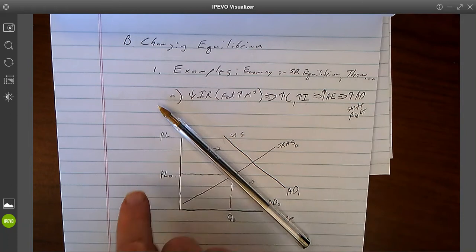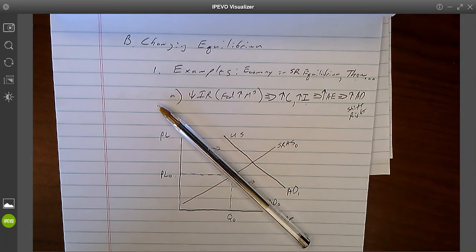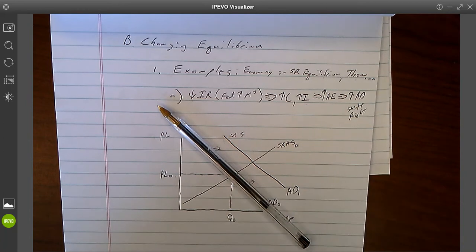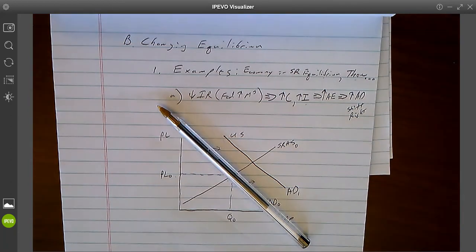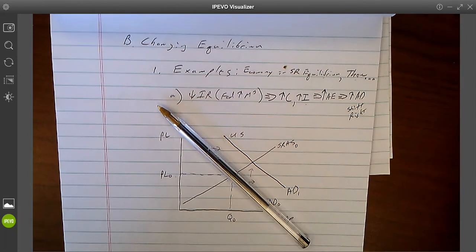But the price level's down here. So what's occurring? Go over till you hit the short-run aggregate supply curve, you hit it here. That's my quantity supply. Go over till you hit the demand curve, you hit it here. That's my quantity demanded. Which one's bigger? The quantity demanded. So what do I have? A general shortage. What will that general shortage do? That general shortage will bid the price level up.